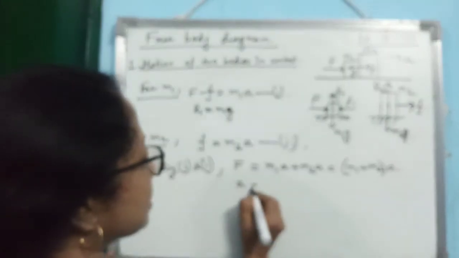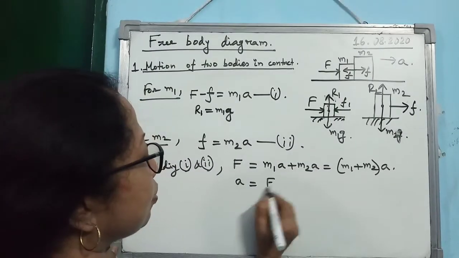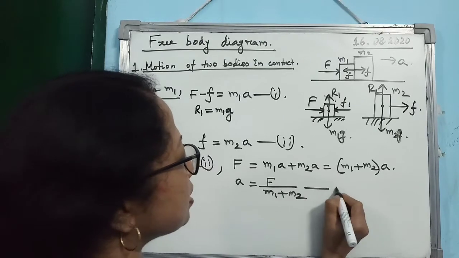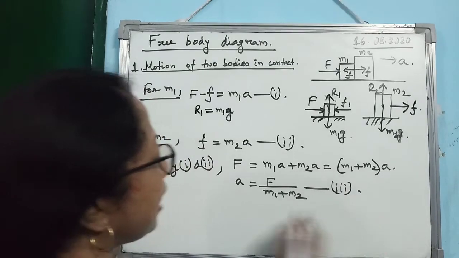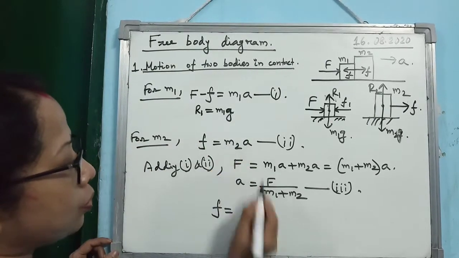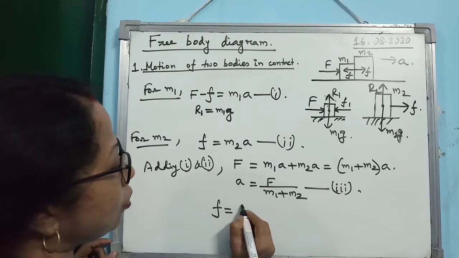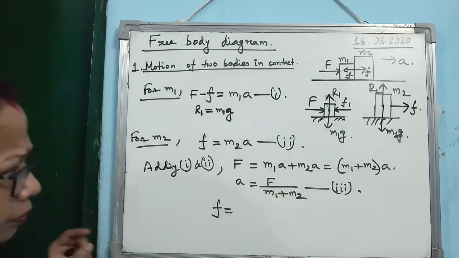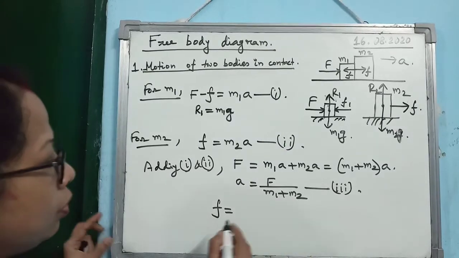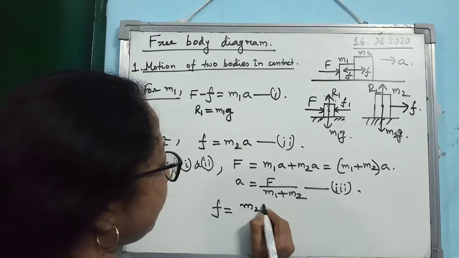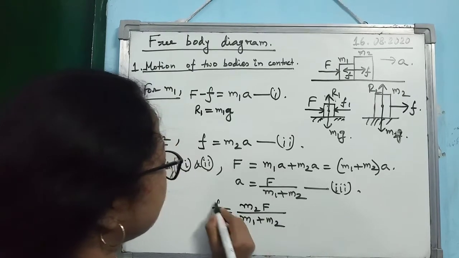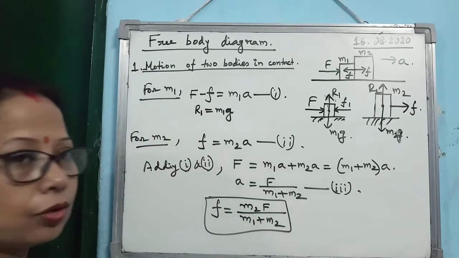So what is the acceleration? Acceleration, you can write F by M1 plus M2. This is equation number 3. Another point you are getting, what is the contact force? M2 into A. So M2 into A means, what you can write? A is how much? F divided by M1 plus M2. So you can write, it will be M2F divided by M1 plus M2. This will be the contact force.